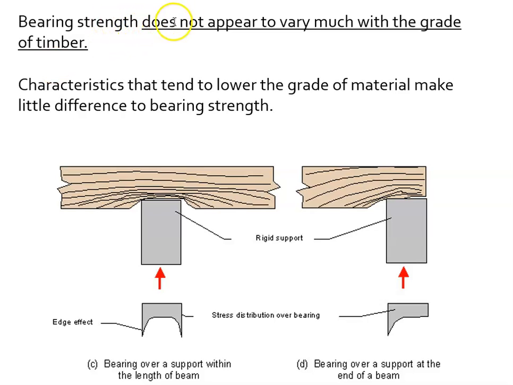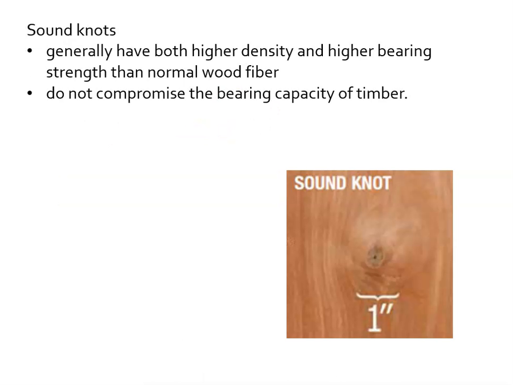But interestingly, it does not appear to vary much with the grade of the timber. And we talked about all of those factors that go into the grade, such as the knots, the firmness with which the knot is held in place, for instance. Those characteristics tend to lower the grade of the material, but they do not actually have a big effect on the bearing strength. And this next slide points out here that basically a sound knot, one that's intact and not falling apart, generally has a higher density and a higher bearing strength than normal wood fiber.